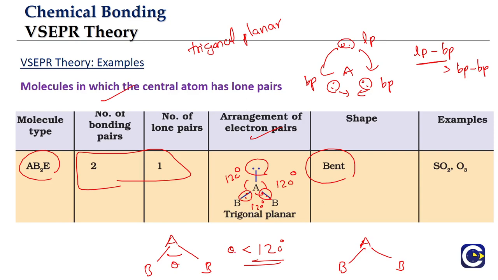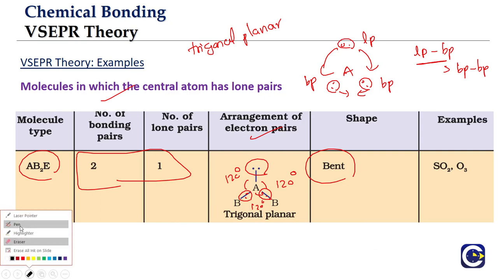The arrangement of the valence shell electron pairs is what? Trigonal planar arrangement. The three valence shell electron pairs are given what? Trigonal planar positions. But when it comes to the shape of the molecule, this lone pair we will not be able to see. We will only see the positions of the nuclei, which means what? You will see what is the actual shape you see here? Bent shape. So what are the examples of such molecules we have? We have SO2 and then ozone.